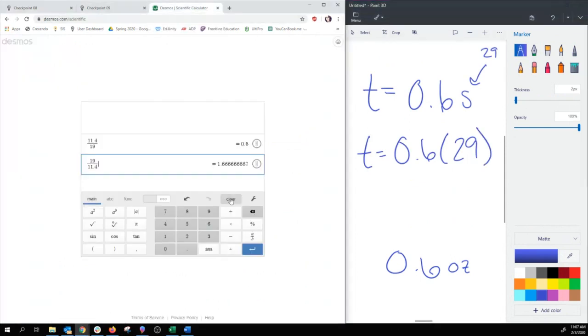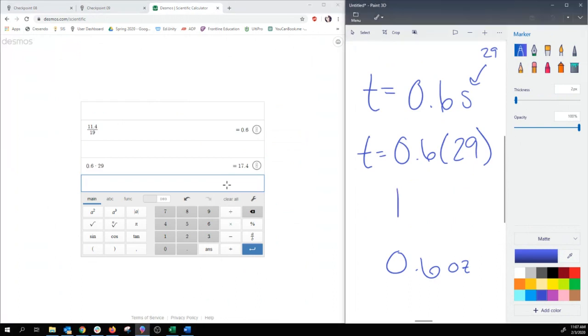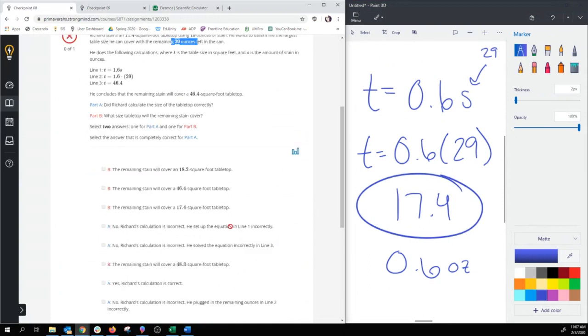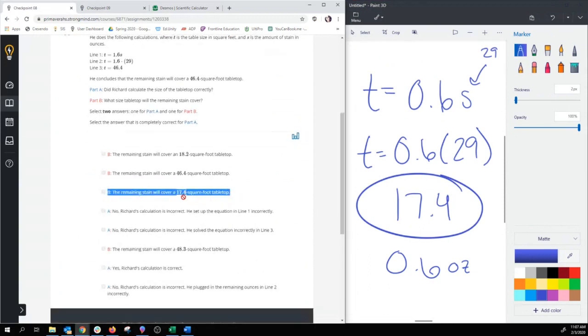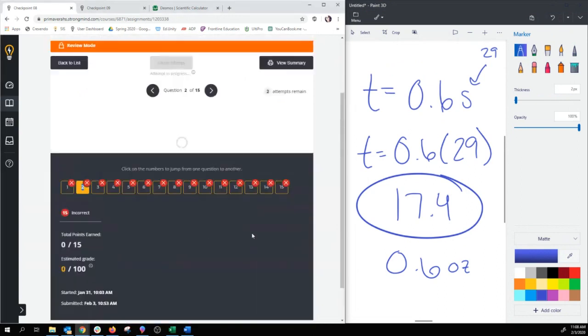And let's multiply that here. So 0.6 times 29. Let's see. Chelsea tells me it's 17.4. Perfect. It's also what I got. So for part B, the remaining stain will cover a 17.4 square foot tabletop. That's it. Questions on that one, or are we okay? All right, that's it. Next problem, number 2, second one.